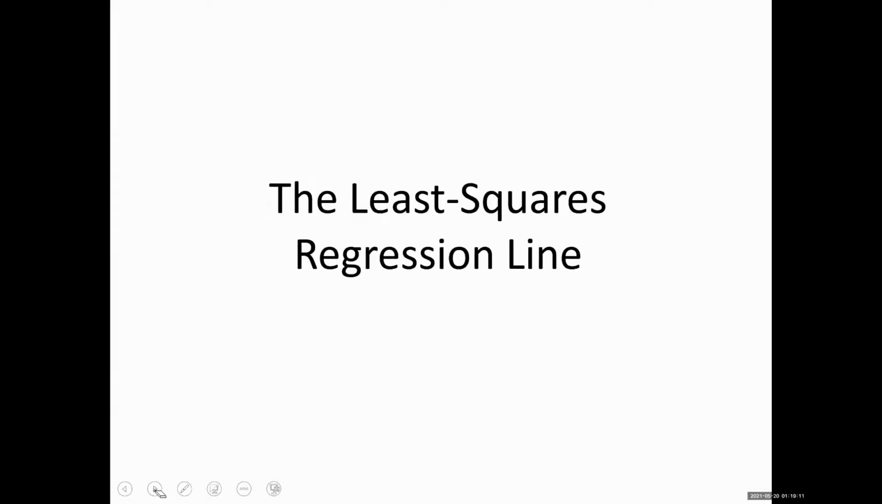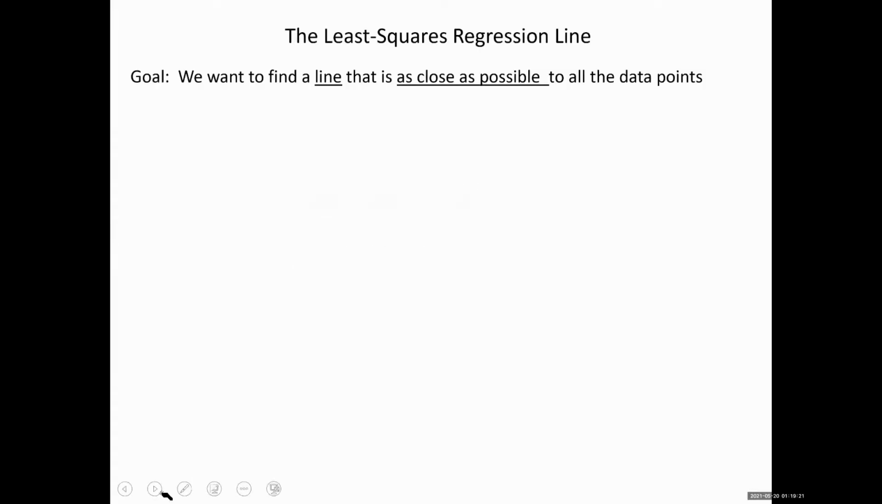Now, the next thing we need to talk about is the least squares regression line. That's the line that's as close as possible to the data. So I want to talk about what that means a little bit more. The goal is we want to find a line that's as close as possible to all the data points. Once in a while, you can draw a line through all of them, and then that's the line we're looking for.